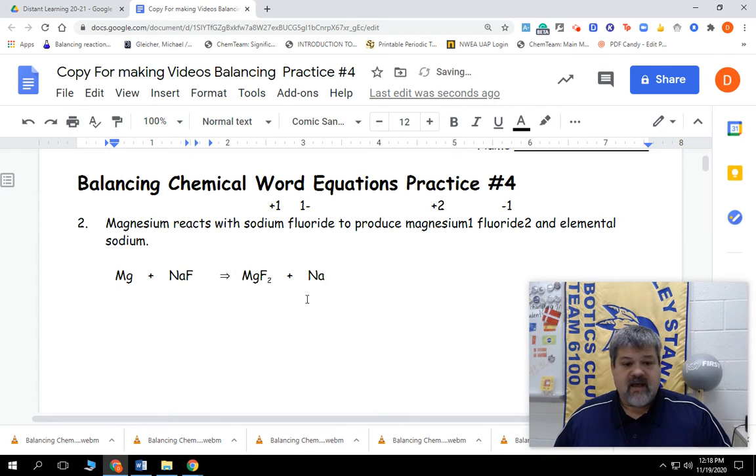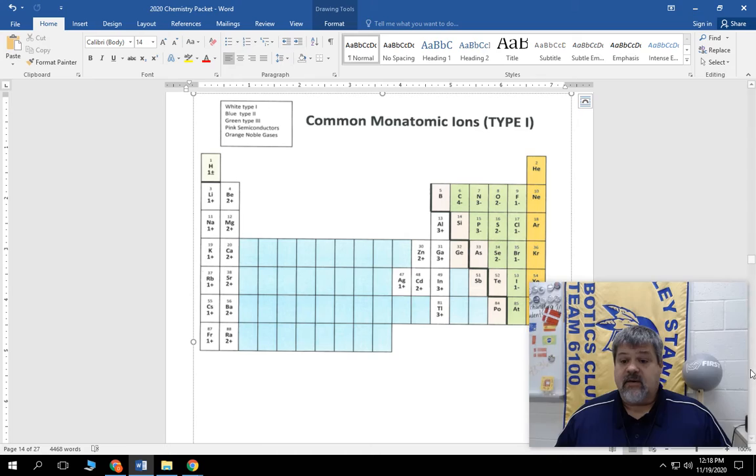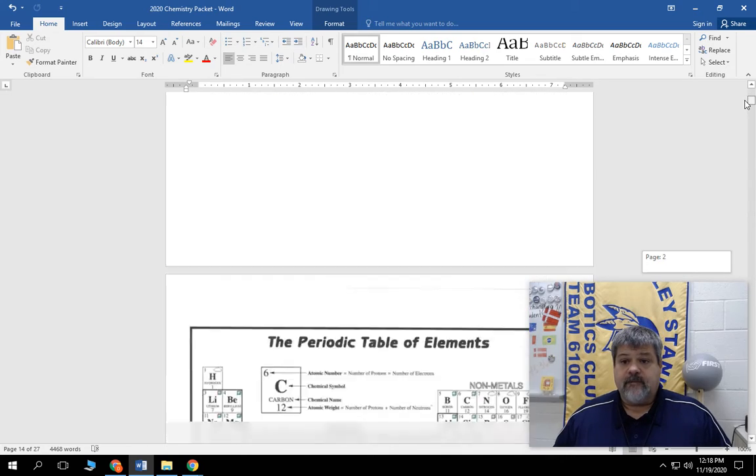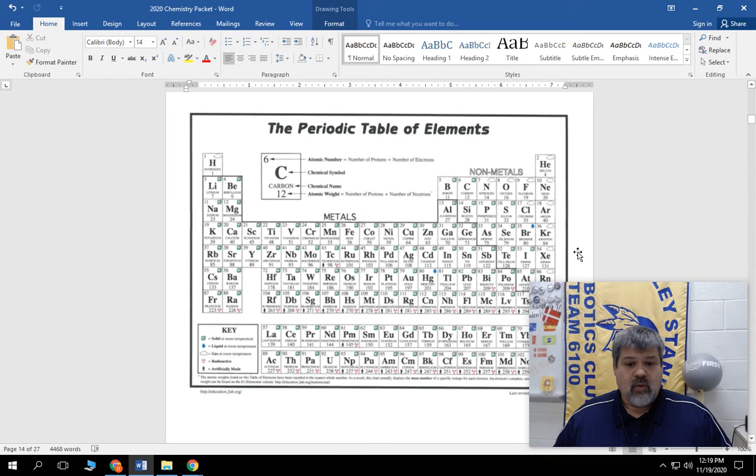Now, our question, as always, when we have our skeleton equation is, are there any elements that are by themselves? If they are, we have to double check and make sure they're not diatomic. So magnesium and sodium are our 2 elements that are left by themselves. We're going to go ahead and go to our periodic table in our packet. So back up to our periodic table. And which ones are diatomic? Again, as always, when I go through this, I always say the same thing.